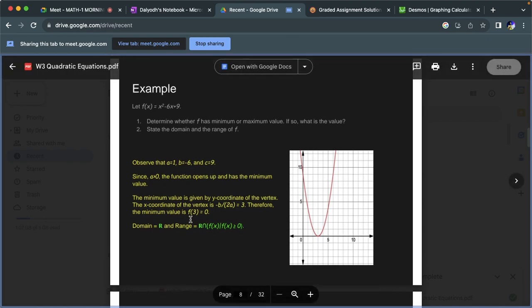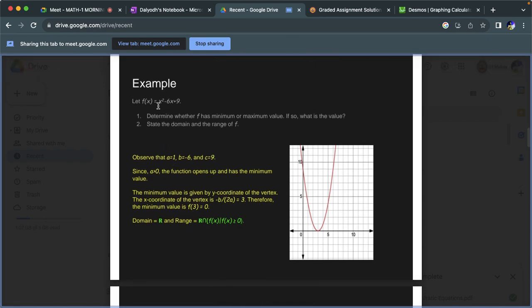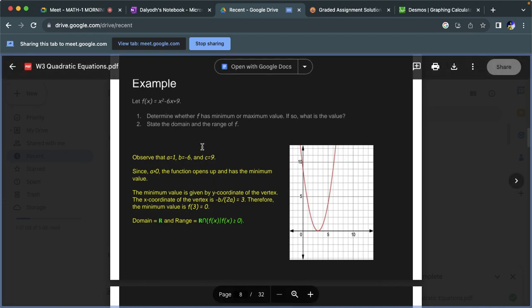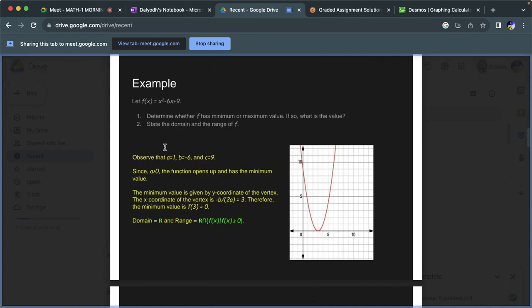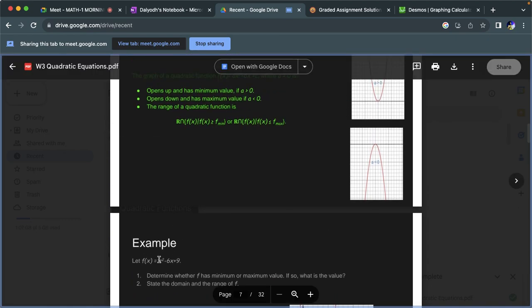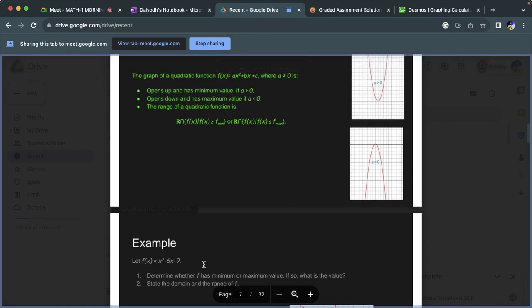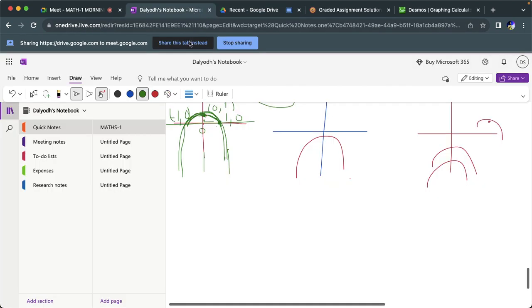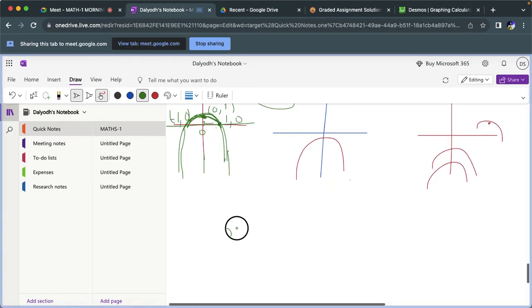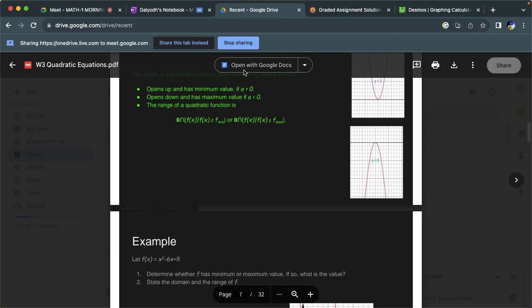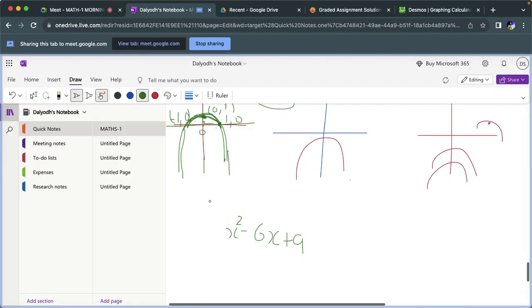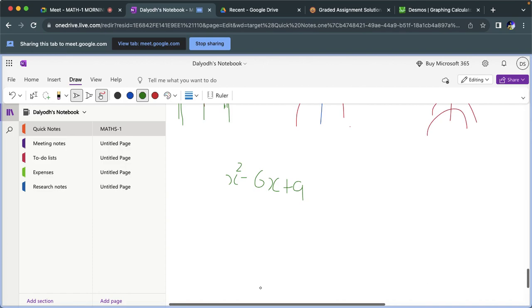Here in this question, a equals 1 is given to you, b equals minus 6 is given to you, and c equals 9 is given to you. So first of all you have to find its vertex, right? What's the vertex here? Just x square minus 6x plus 9. What would be the vertex? 3 will be the x coordinate.